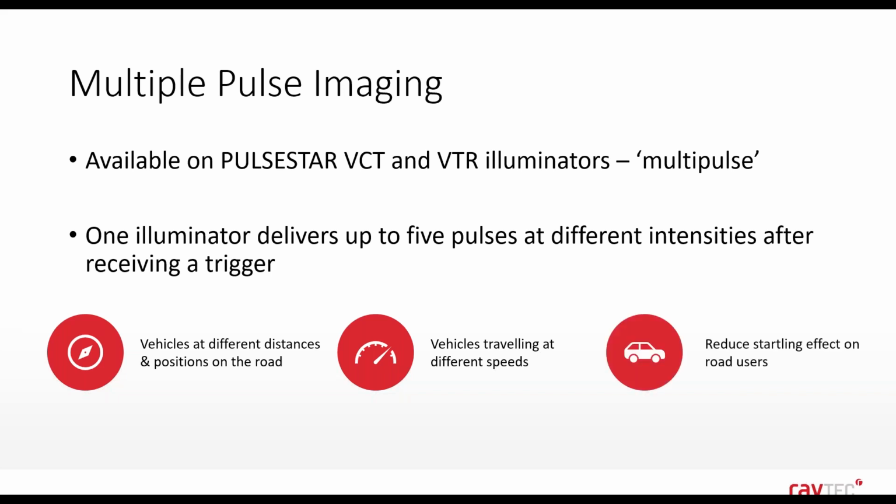And using multiple pulses can even help to reduce the startling effect on road users if you're using visible light. I don't want to go into this in great detail, but a series of small pulses can appear as continuous illumination, with a single high intensity pulse used to illuminate the target without being perceived by the person looking at it. So this just gives you an example again of that increased functionality and the clever things that you can do with pulse light compared to constant.